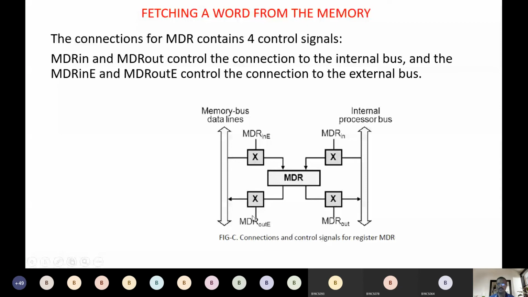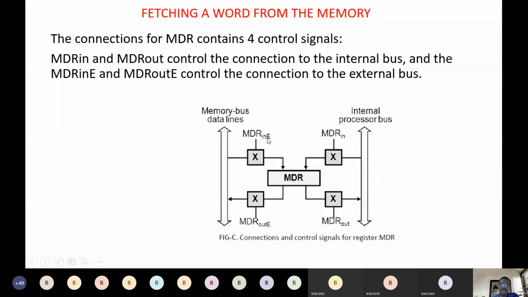And MDR connected to this one, you can see MDR in internal and MDR out internal. It is not represented with an I symbol. By default, we say it's internal, connected to the internal processor bus. So MDR in, MDR out. When the MDR in signal is 1, what happens? Data flows from the internal bus to MDR. When MDR out is made 1, data can flow from MDR to this internal processor bus. This is the meaning.